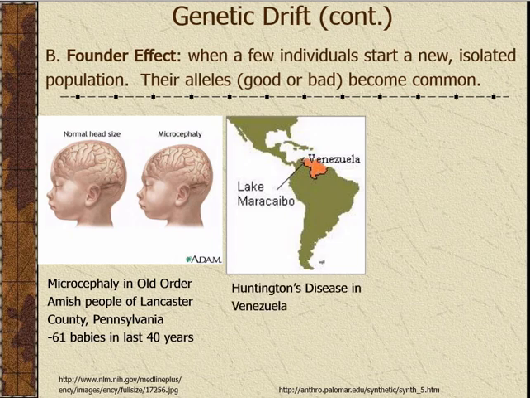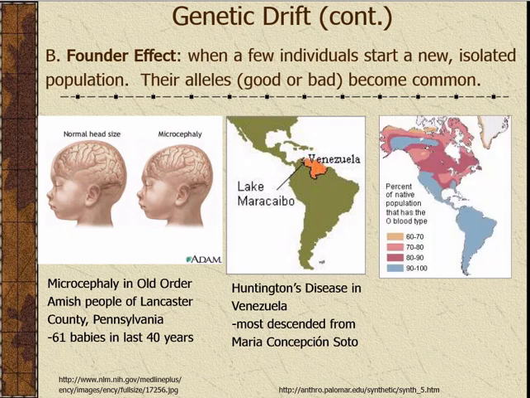Another example is extremely high rates of Huntington's disease, which is a fairly rare disease in other populations, but in areas of Venezuela, particularly people who can trace their ancestry to one woman, Maria Concepcion Soto, they all are able to trace their ancestry to her, and they have Huntington's disease.